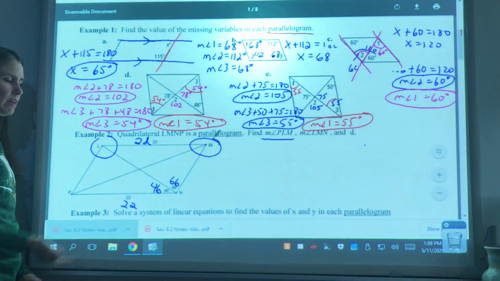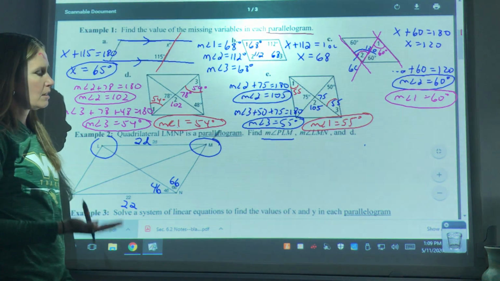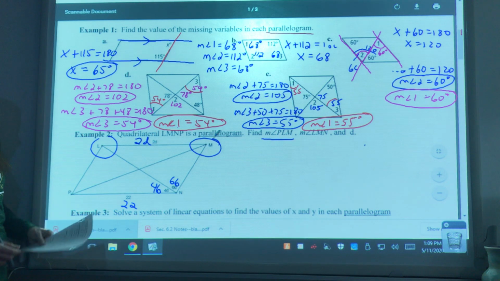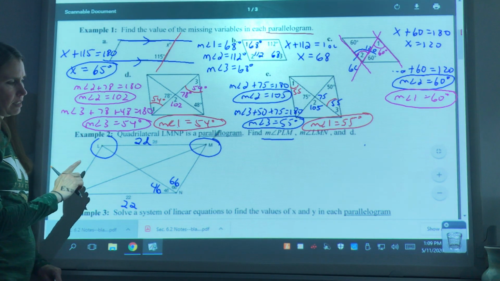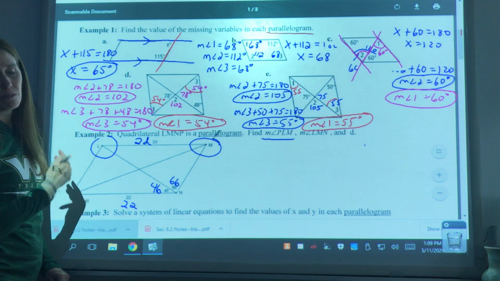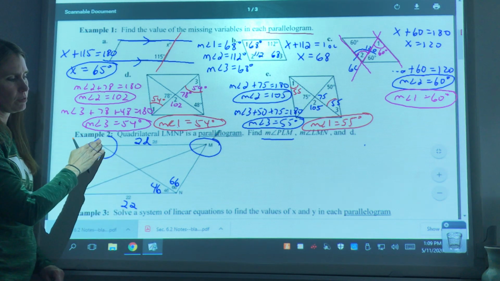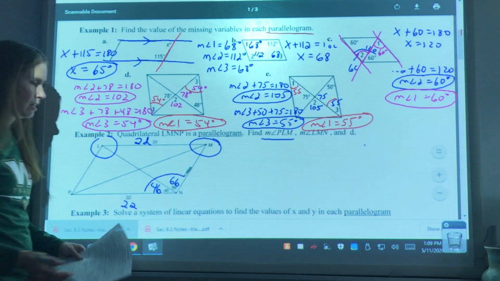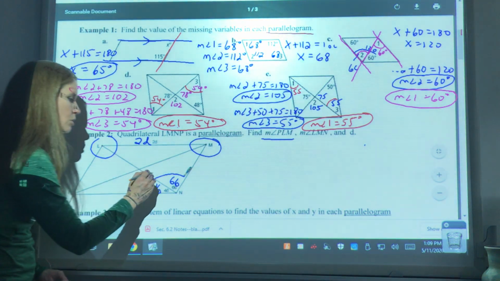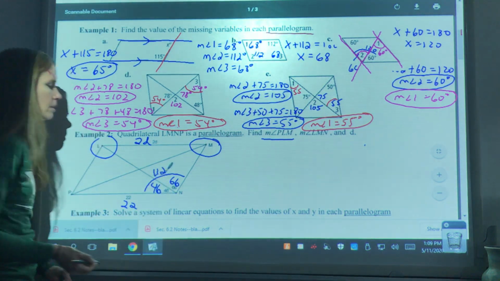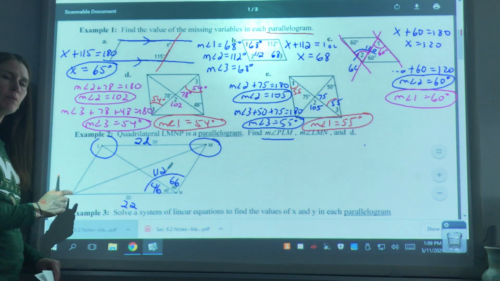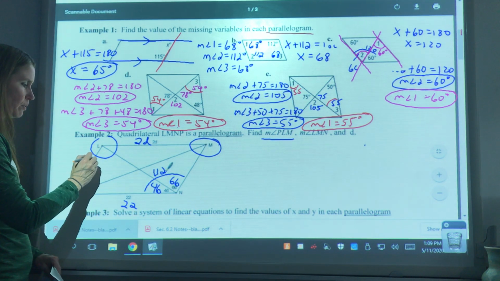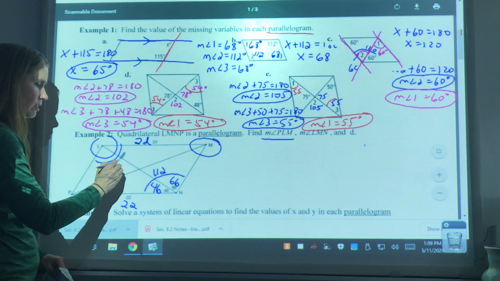Okay, they're showing me a D right here, so I need to set up some equation to be able to figure out what D is. If I think about those properties of a parallelogram, I know opposite angles are congruent to each other. So if I add these two up, I get 112. And if this whole angle is 112, then this whole angle must also be 112 because they are congruent to each other.